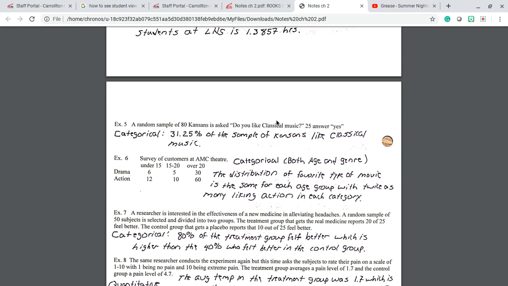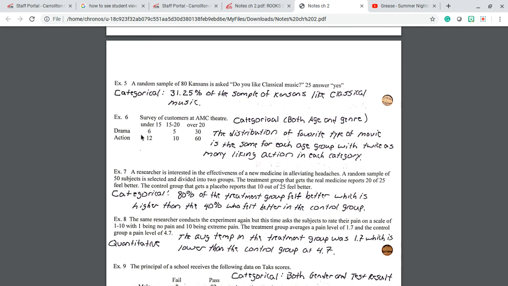Again, the answer is going to be yes or no. When it's a word answer, that tells you it's categorical. I find the percentage, 25 divided by 80, and that turns out to be 31.25% of the sample of Kansans likes classical music.